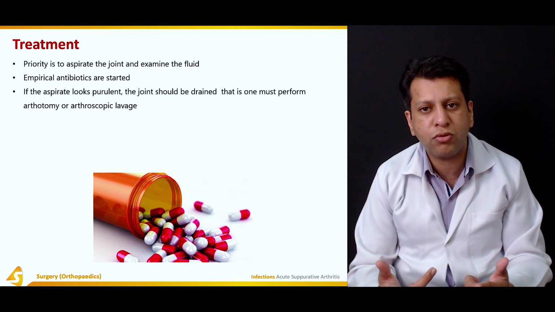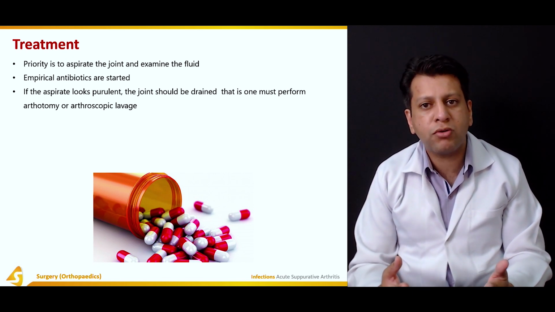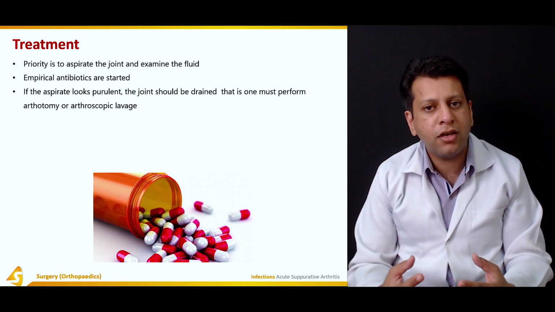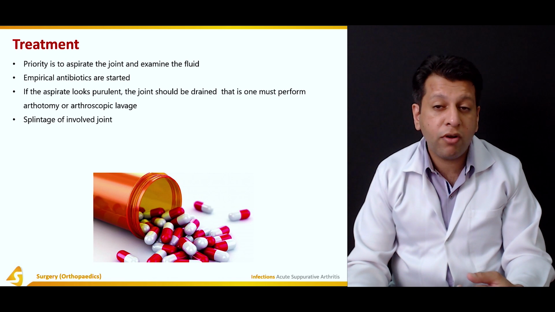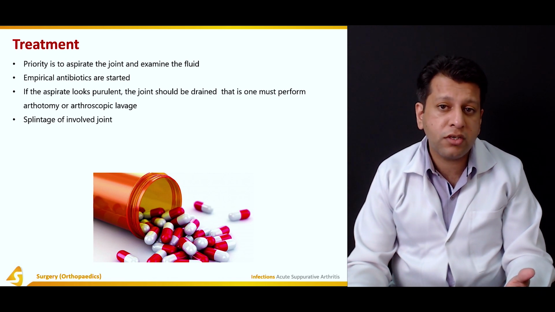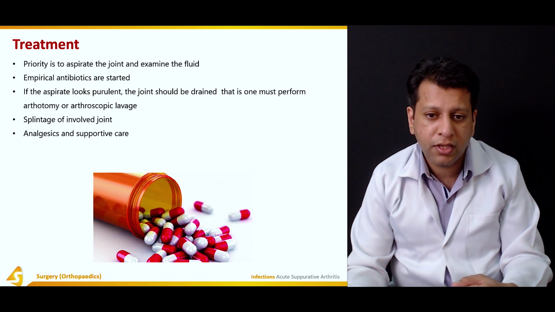Then you put in the arthroscopic ports if it's an adult, and you wash it thoroughly with a copious quantity of saline, and you take samples for cultures as well. Splint the joint involved, as it usually affects children. If it's the knee or hip, it's highly painful, so splinting decreases movements of the joint and makes it less painful.